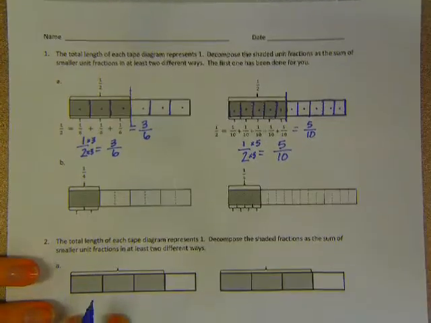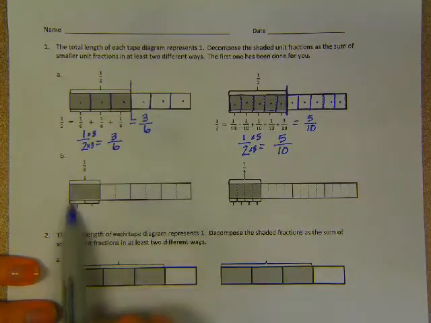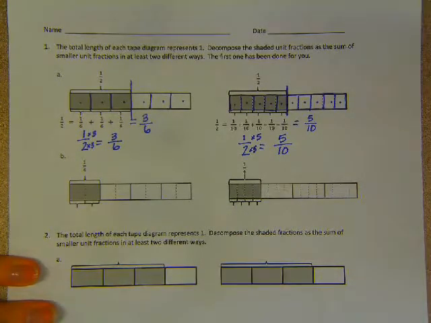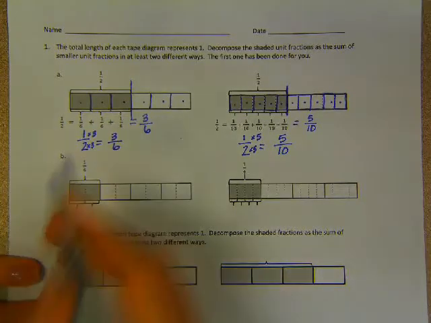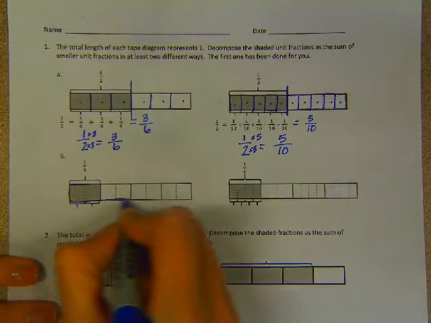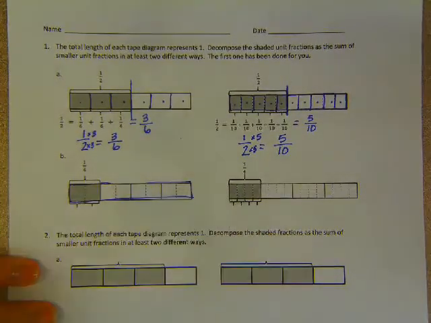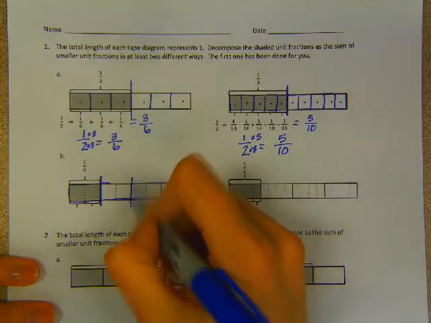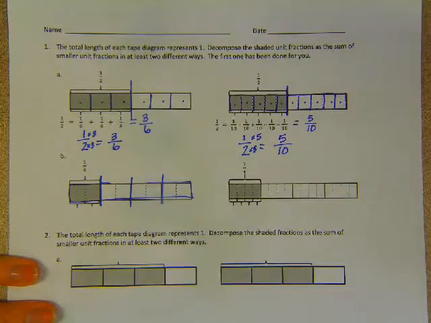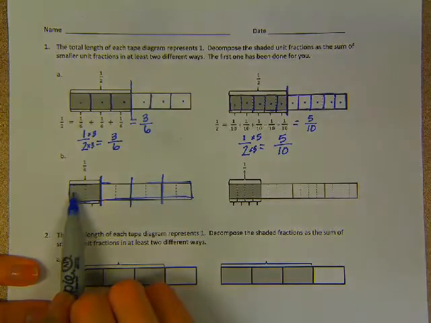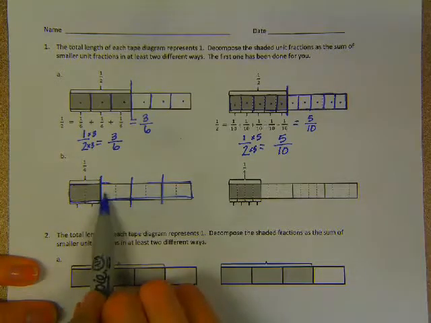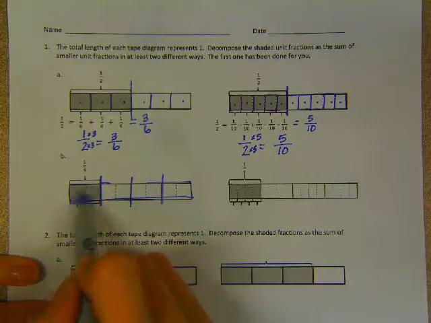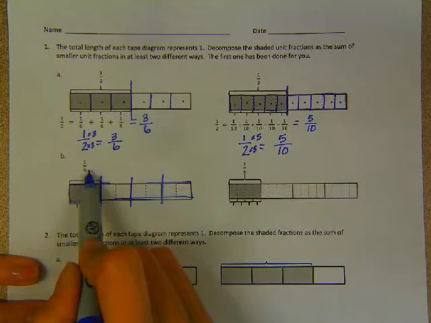Down in letter B, I'm going to show you the first tape diagram, and I'll leave you to do the second tape diagram. So in this first tape diagram, we have one big rectangle that they originally split into fourths. That is where the solid lines are. 1, 2, 3. So as you can see from those solid lines, I have 4 big pieces. 1, 2, 3, 4. So one shaded big piece is 1/4.